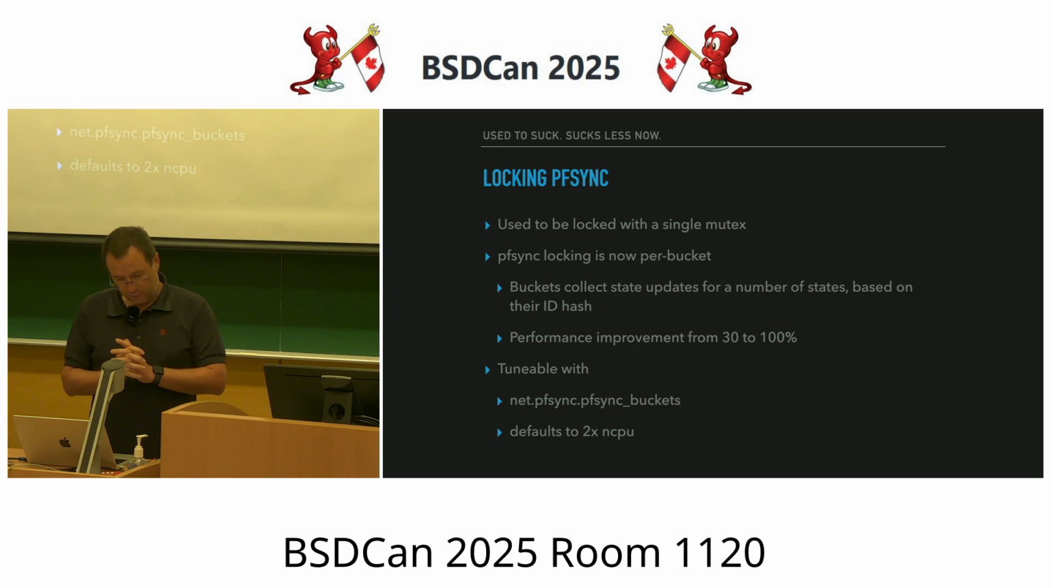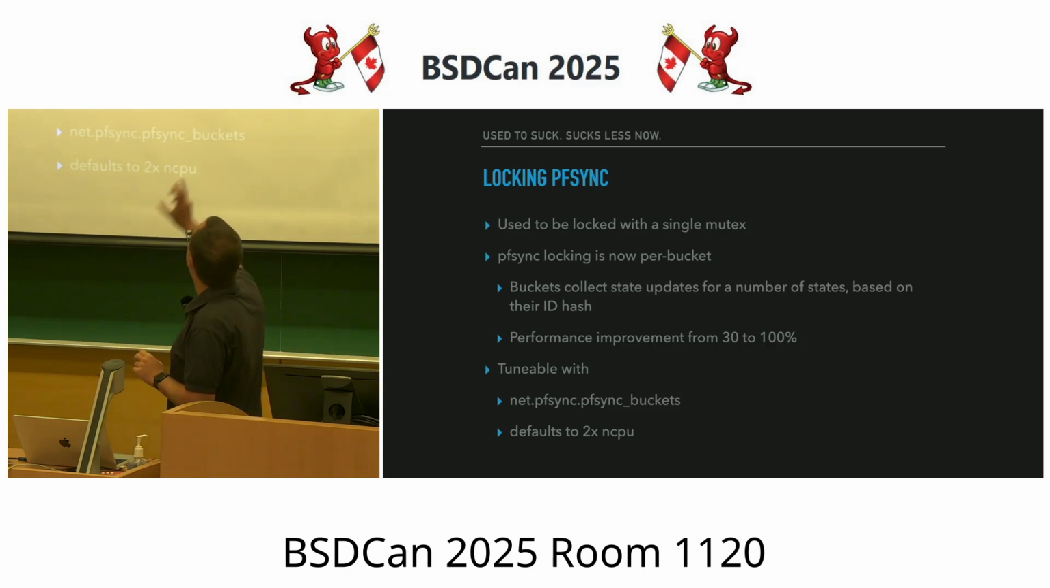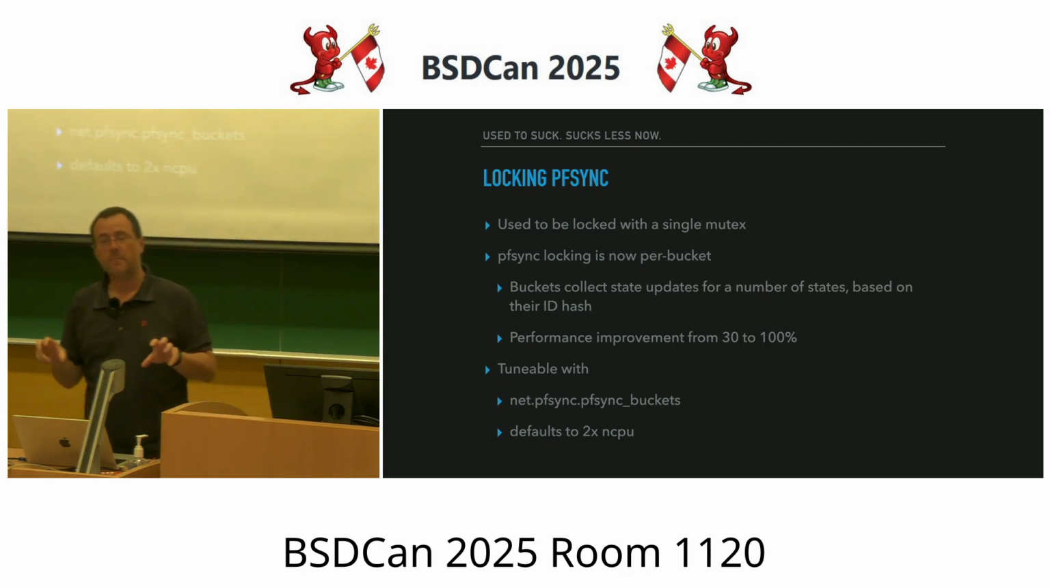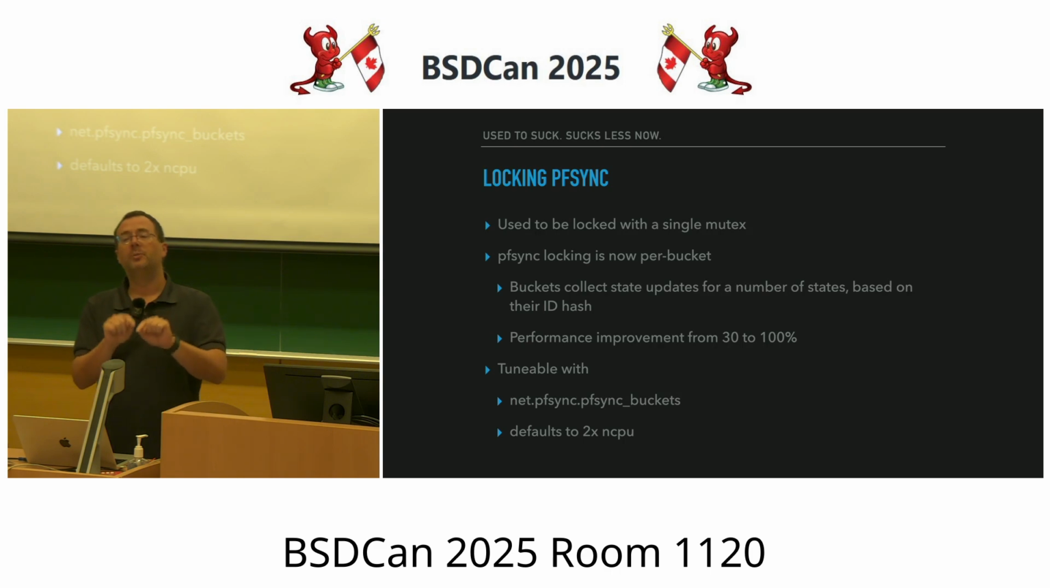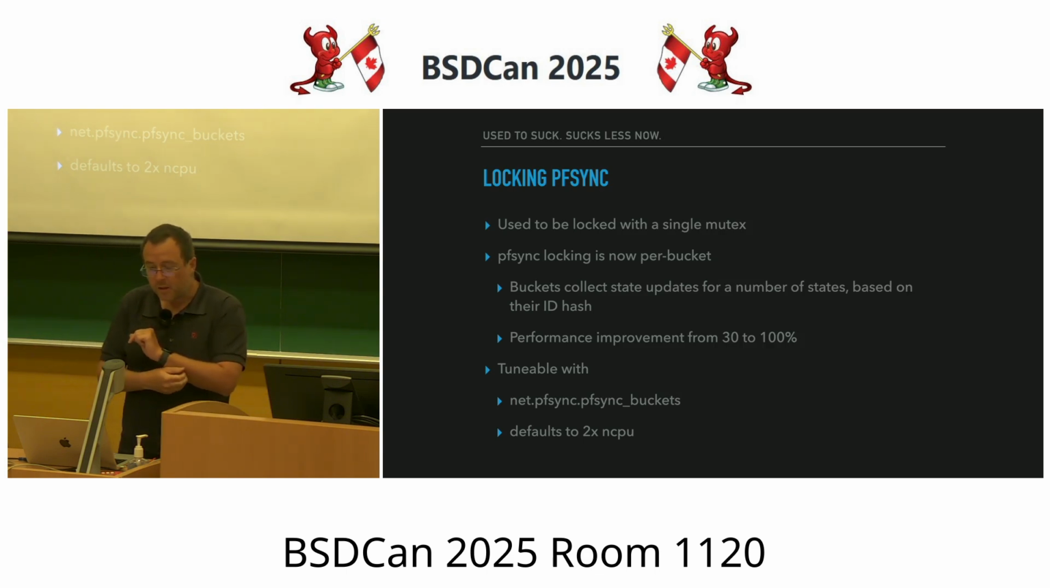So a few years ago, actually I'm looking at the commit, back in 2018, I did some work for Orange to make this better. So what we do now is we split the PFSync updates into different buckets. Essentially, we map a whole bunch of state hash rows onto a single bucket and lock that bucket, which means that other states that are hopefully going to map to other buckets can proceed while this is going on.